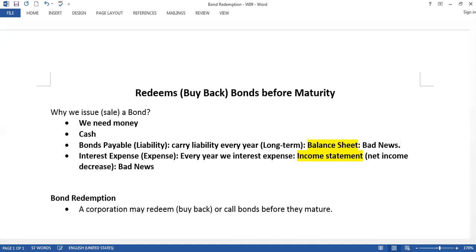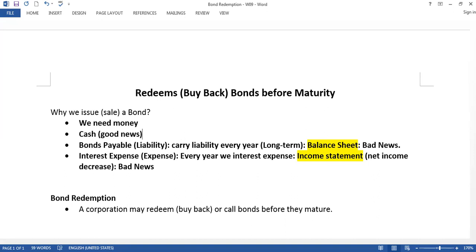So we find that if we issue a bond, one good news is that today you receive cash. But we have other bad news, like the long-term liability and interest expense. So what do we do here? If you have more bad news, it is a bad impact for your company, right?